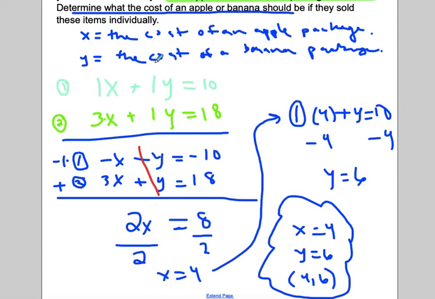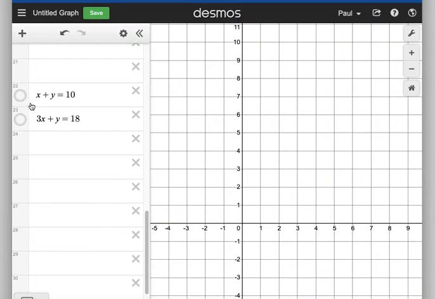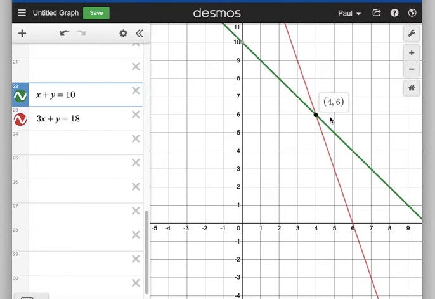And if you wanted to check your answer, 4 plus 6 is 10. 3 times 4 is 12. 12 plus 6 is 18. You can also check online on Desmos when you're doing your homework at home. You get the same thing when you plug those equations in.